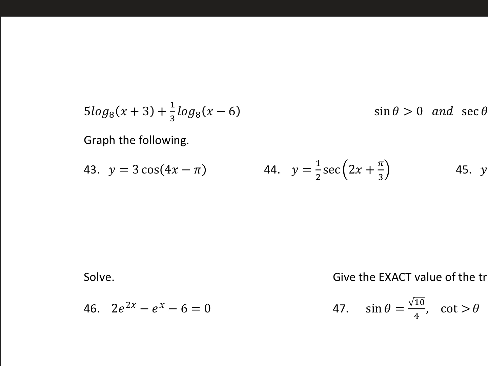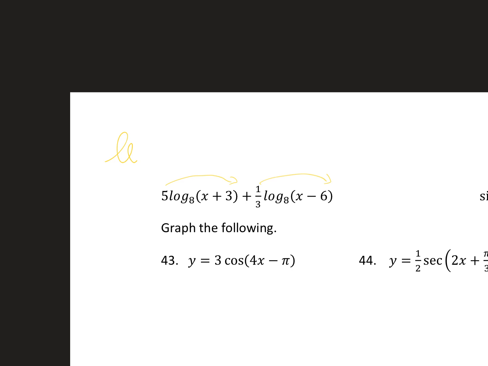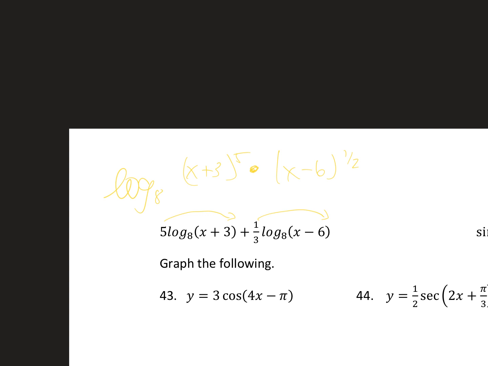So you don't have to do this. I just like to do this. I see this 5 and I go, oh, I'm going to have to move that there. And I know that 1/3 is going to have to go there, right? So I'm going to write the word log one time. I'm going to have log base 8, and then I have x plus 3 to the 5th power times x minus 6 to the 1/3, correct? What's one more thing that I can do to fully smush this together?